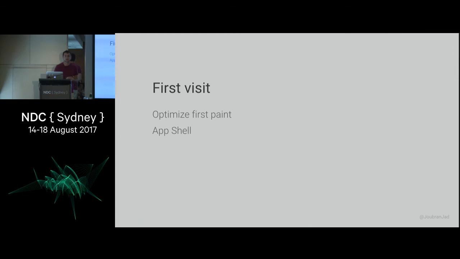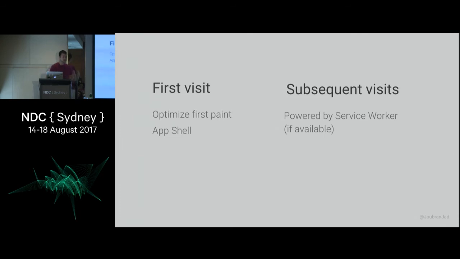So we can only do a couple of things to make it fast. We can rely on optimizing first paint, which we talked about. We can also rely on having an app shell to have something on the screen as fast as possible. For subsequent requests, if there's browser support for service worker, then you will have a service worker running on your page.